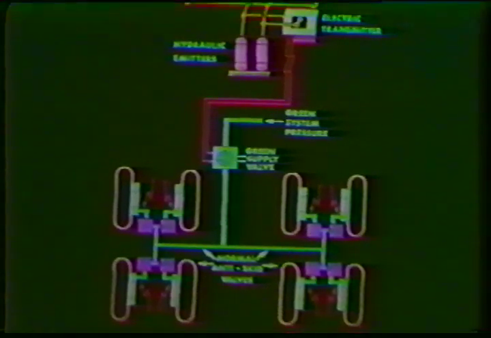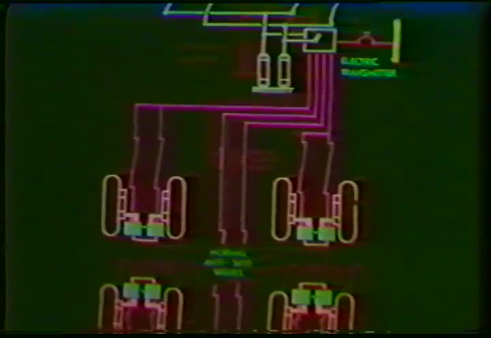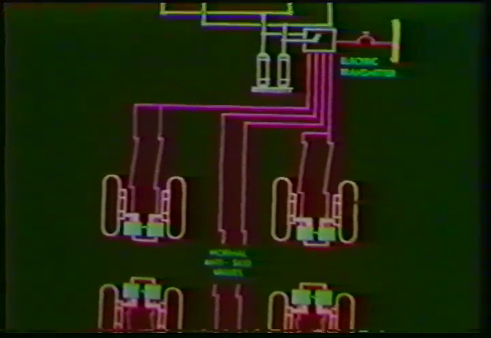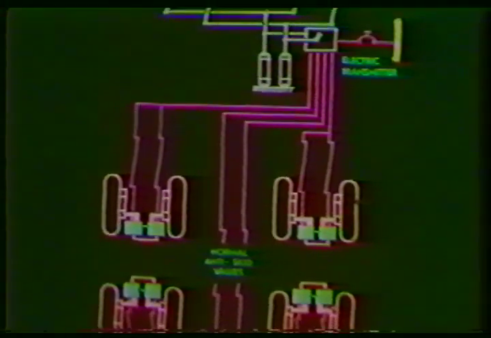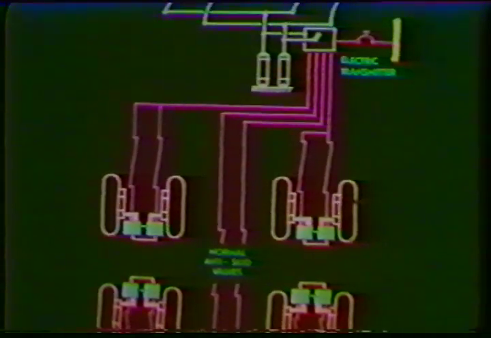As soon as one pedal is depressed, a switch in the electrical transmitter will open the green supply valve to distribute the green hydraulic pressure to the anti-skid valves, which are modulated by the brake pedal position transmitters. 2 master cylinders connected to the brake pedals provide artificial feel. Eight independent electric control channels are provided to transmit pedal position signals to each individual anti-skid valve.